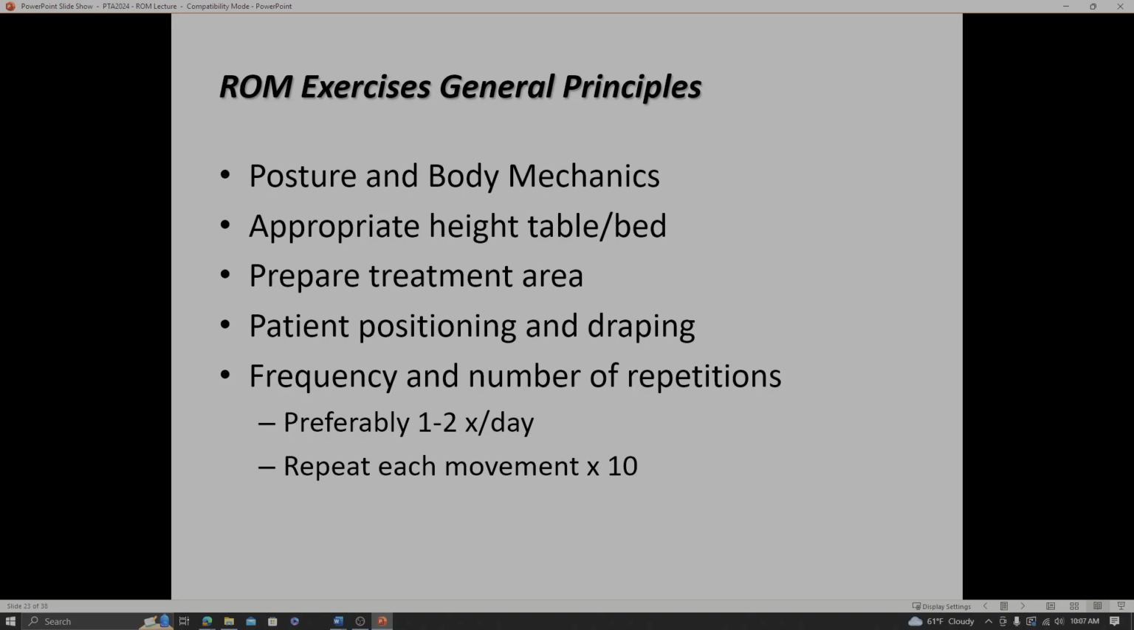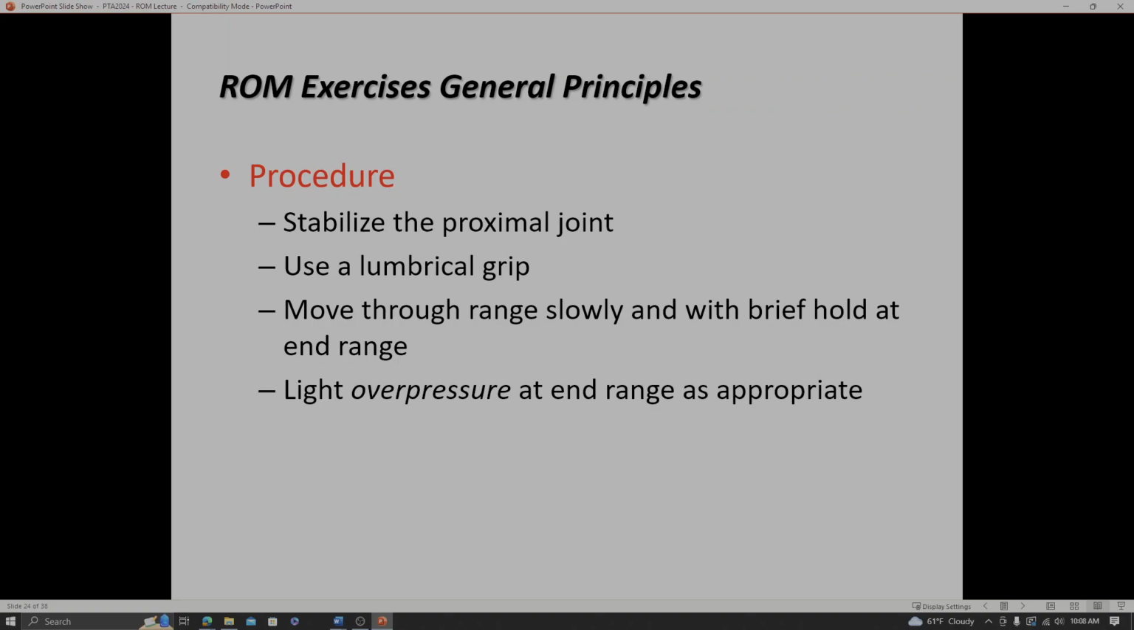So here's range of motion. Posture and body mechanics are key, as always. Body mechanics include keeping the table height or the bed height appropriate. That's to protect you. Prep the treatment area appropriately. That's for the patient's positioning, draping, safety, experience, etc. And then the frequency and number of reps you can manipulate, right? So those are general principles.